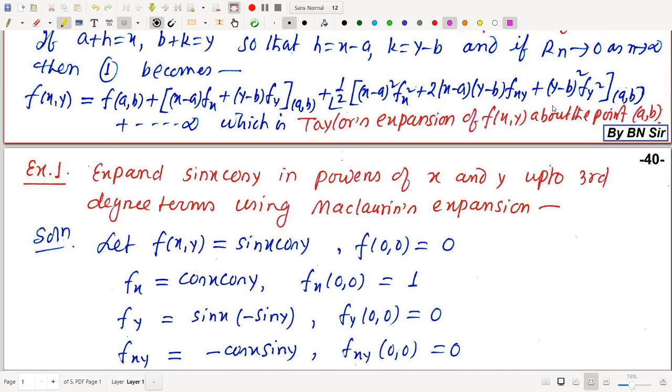All derivatives will be calculated at the point (a, b). So this is Taylor's expansion of f(x, y) about the point (a, b), meaning in the neighborhood of the point (a, b), when x and y are near a and b, this will be valid. So this is Taylor's expansion, and when a and b are 0, in particular, this is actually Maclaurin's expansion. So Maclaurin's expansion is also Taylor's, a particular case of Taylor's expansion.